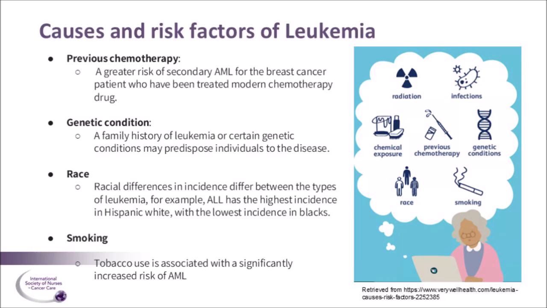Previous chemotherapy for other cancers, with a greater risk of secondary AML for breast cancer patients who have been treated with modern chemotherapy drugs, a family history of leukemia or certain genetic conditions that predispose individuals to leukemia, racial differences in incidence rates. For example, ALL has the highest incidence in Hispanic whites, with the lowest incidence in blacks, and smoking are significant risk factors for developing leukemia.